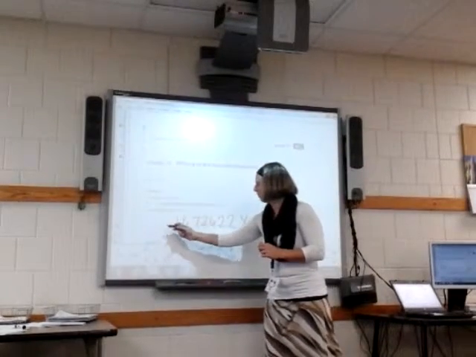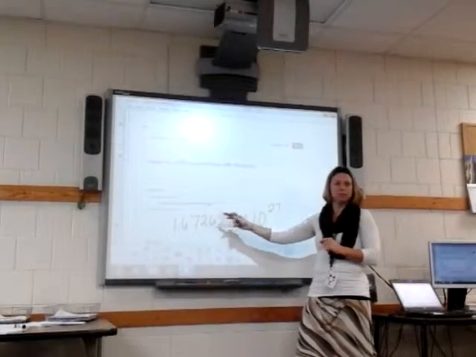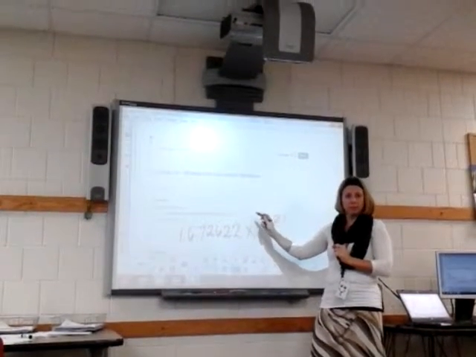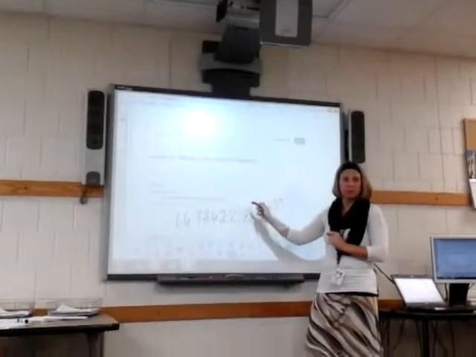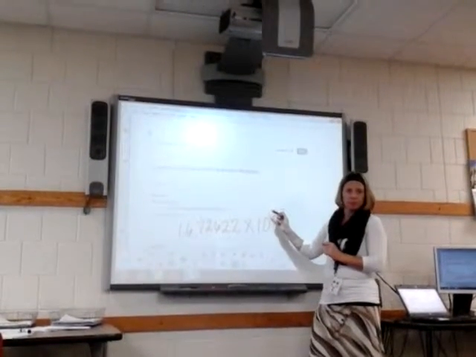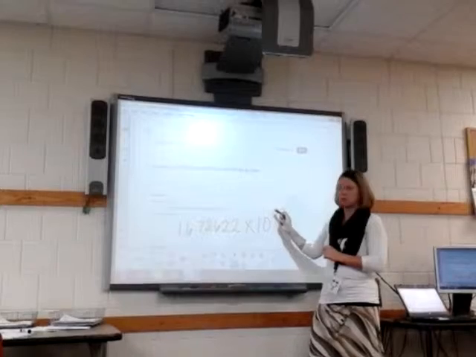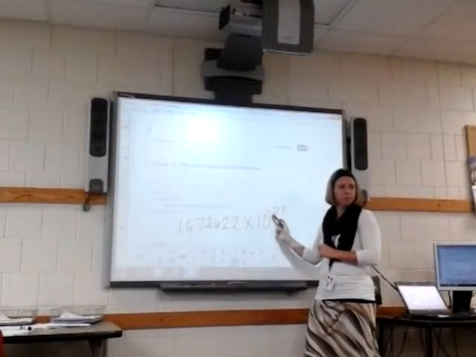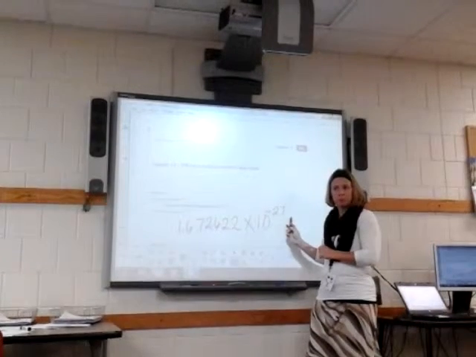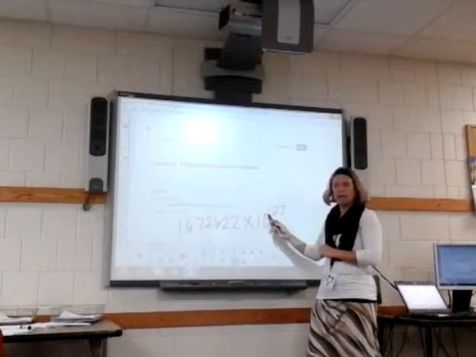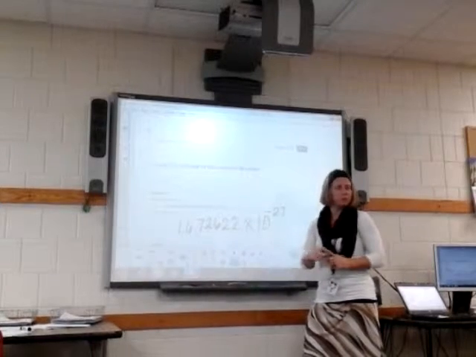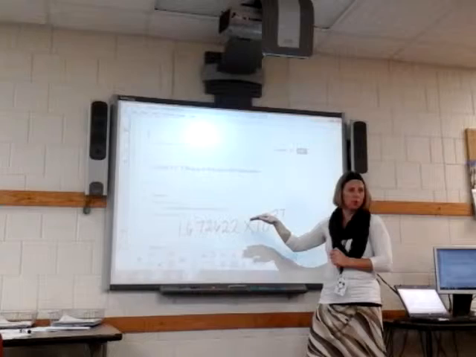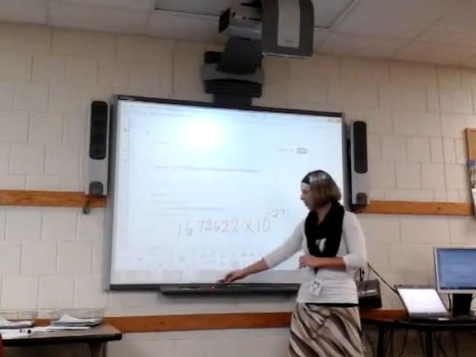Now what kind of a number is this? A really small one. And because it's a really small number, what does that mean about my 27 movements? It needs to be negative. Okay? We're representing a very small number. There were 27 decimal movements, and it is a negative 27 because it's a really small number. Questions on number 1? On your mark, set, go.